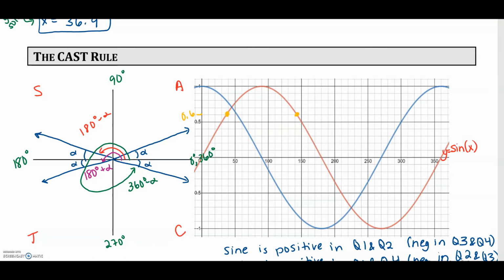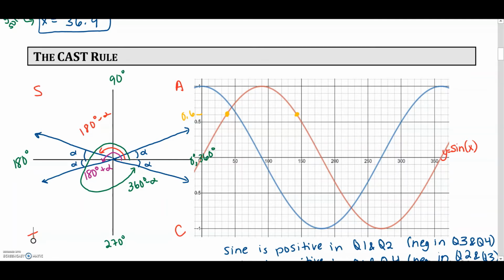And using our CAST rule to determine what those actual angles would be, we know that sine of x is positive in the following two quadrants. So it's positive in the second quadrant as well as the first quadrant. Given that alpha is equal to 36.9 degrees, that's the angle determined from our calculator when we solved sine of x is equal to 0.6, we can find the second angle over in the second quadrant by taking 180 and subtracting alpha.